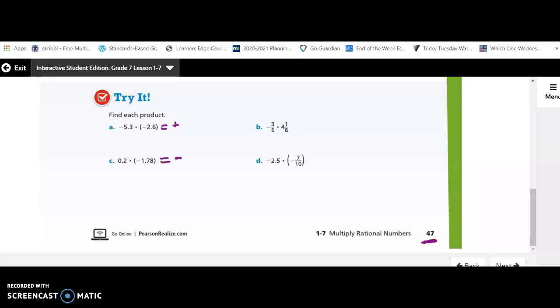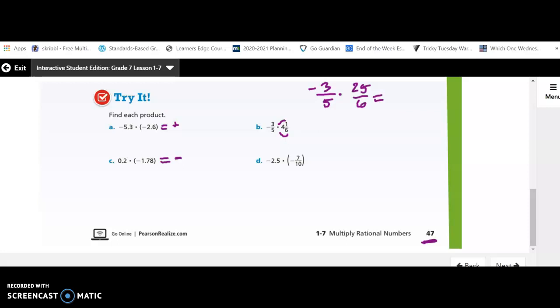Let's look at letter B together because not all calculators have a fraction button. And so it's still really important that we know how to multiply fractions. So in order to multiply negative 3/5 times 4 and 1/6, first we have to go around the horn. We need to make both of these into fractions. So 6 times 4 is 24, plus 1 is 25/6.